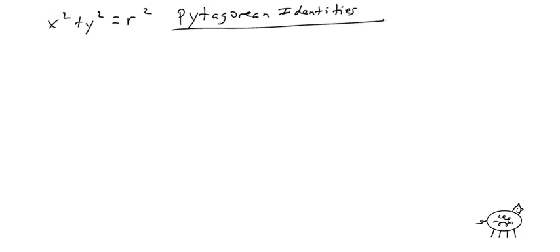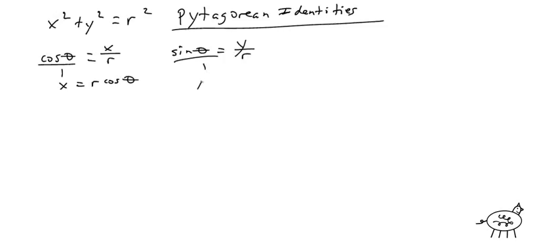The first one I'm going to do: cosine of theta is equal to x over r, and I cross multiply, I get x equals r cosine of theta. Then sine of theta is equal to y over r, so I cross multiply and I get y is equal to r sine of theta. Then I substitute that into x squared plus y squared equals r squared. So r squared cosine squared of theta plus r squared sine squared of theta equals r squared.